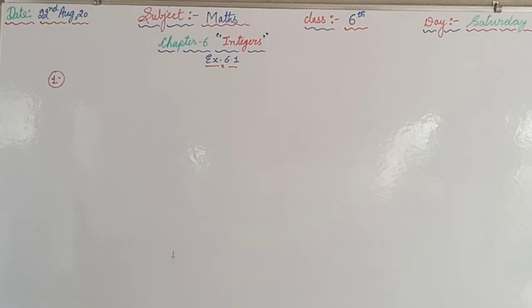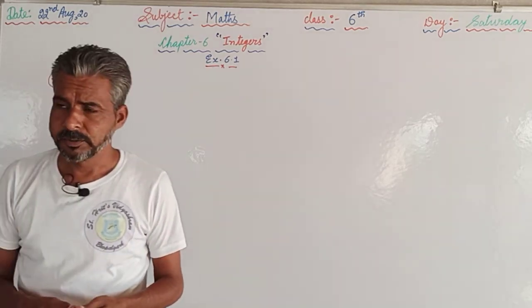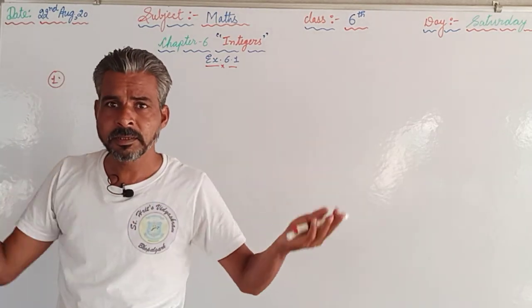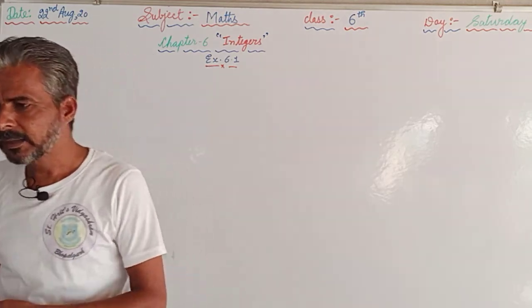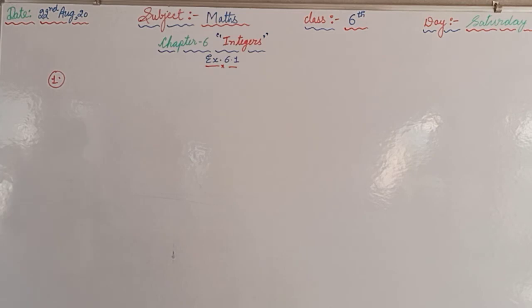Question number 3, represent the following numbers on a number line. So the number line we have already drawn here, using that number line, or you can draw a longer one. You should increase the length of the number line according to how many numbers you want. You are supposed to represent plus 5, we have already represented, minus 1, minus 6, plus 8 and minus 10. For plus 8 and minus 10, you are supposed to increase the length of the number line.